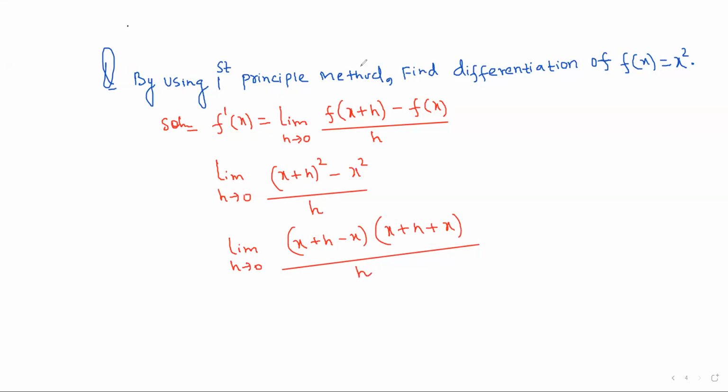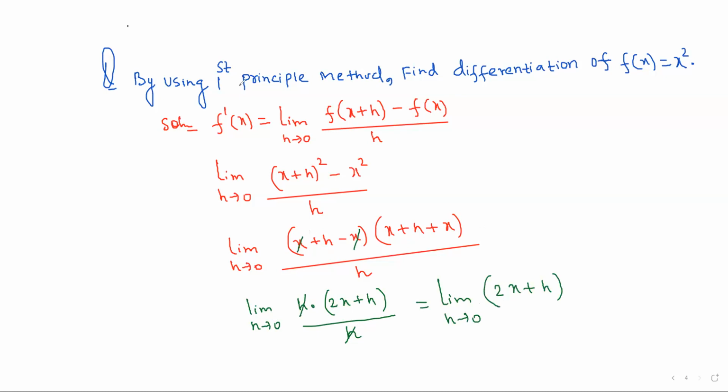So what do we observe here? x gets cancelled. This is h into 2x plus h upon h. So this h and this h get cancelled. Limit h tending to 0 of 2x plus h. Since h is tending to 0, the h term vanishes, so the final answer will be 2x. With the help of the first principle, you have to prove any differentiation formula by this method.